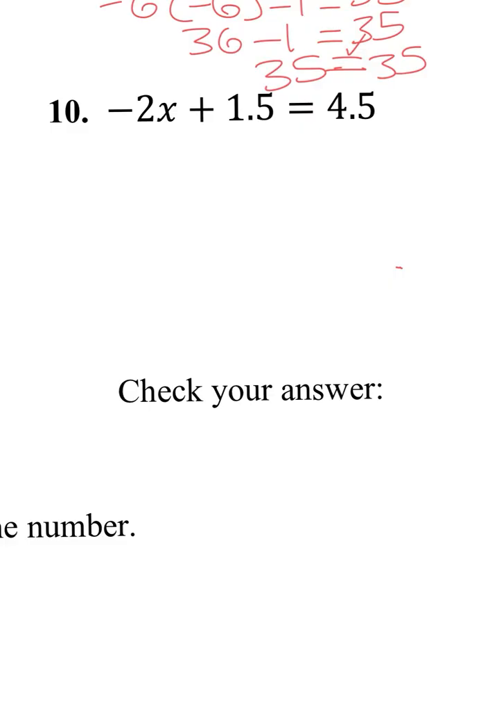All righty, here we go. Number 10. On number 10, we've got negative 2x plus 1.5 equals 4.5. So let's go ahead and circle the variable and any numbers attached to it. First thing I'm going to do is get rid of any addition or subtraction. So the opposite of adding 1.5 is subtracting 1.5.